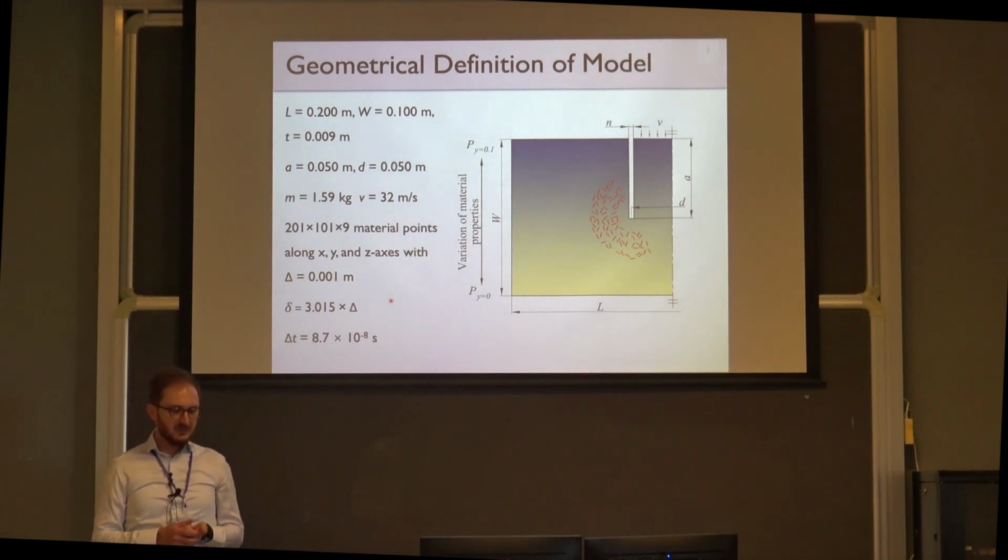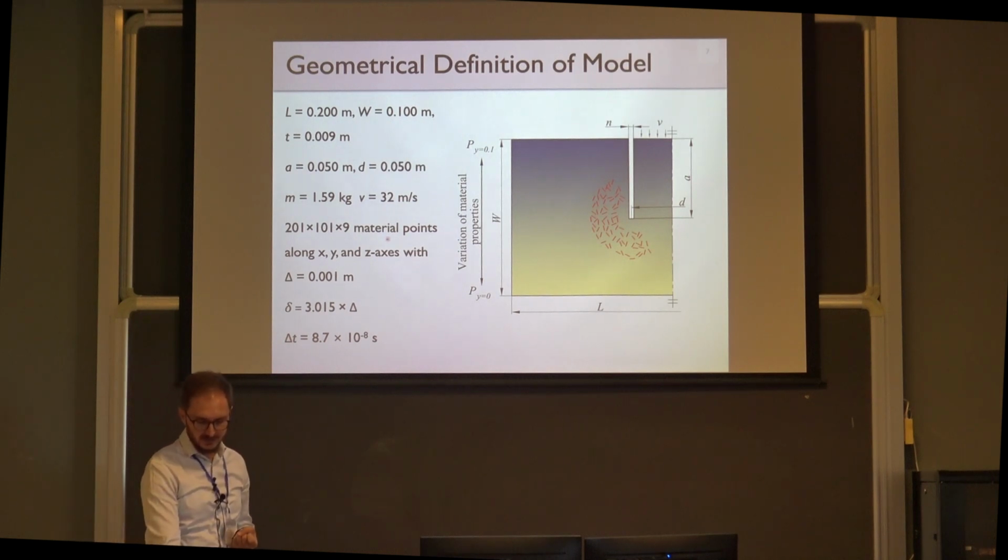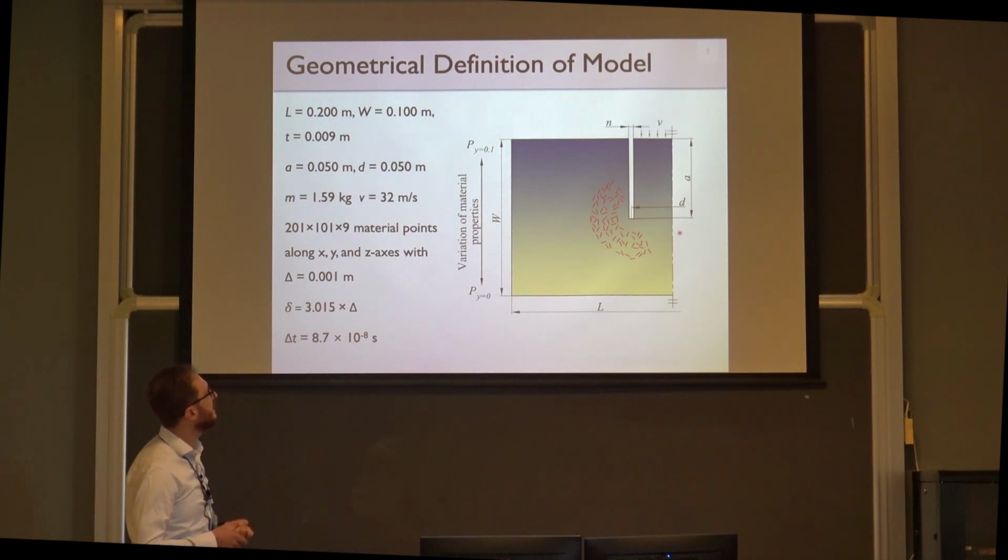This is the geometrical definition of our model. In the Kalthoff-Winkler experiment, there is a rectangular body. This is the half of the body, and it's symmetrical on this axis, on the right axis. I just draw the half of it.